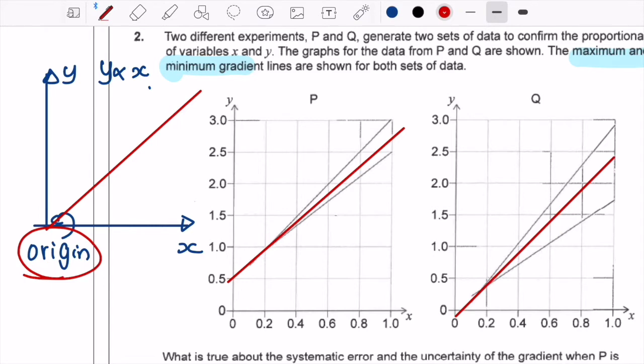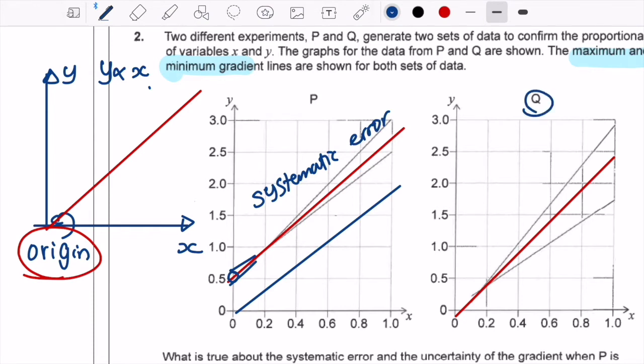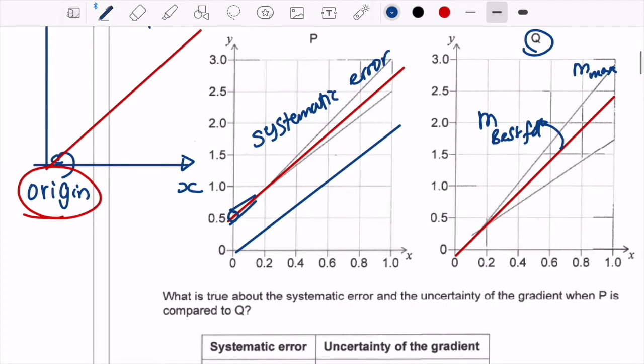So if you look at these two, we can see the best fit line has been shifted, right? So this shows a systematic error. All the readings are moved to one side, but this one does not have a systematic error on the Q. But the problem in Q is, if you look at the uncertainty of gradient, let's say this is the maximum line's gradient, and this is the best fit line gradient, right? So this one has this gradient minus this gradient, that is pretty big compared to P, where the gradients are almost similar to each other, right?